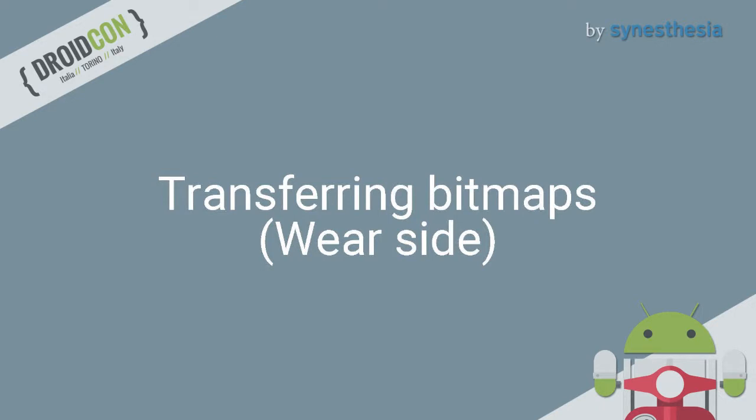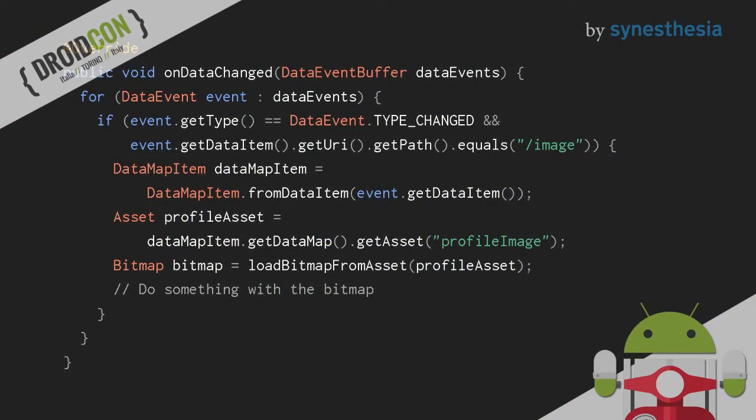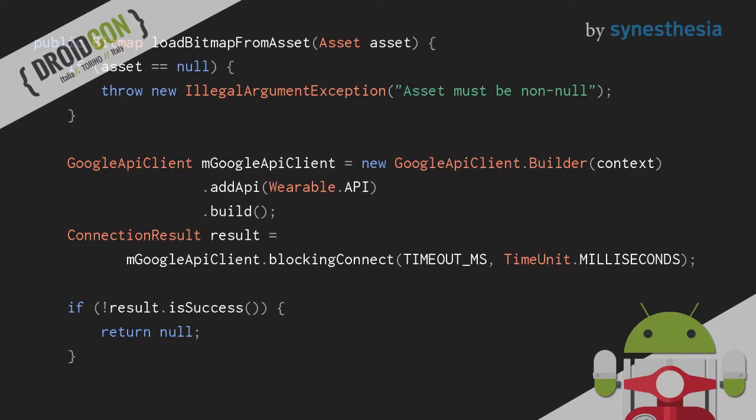So we have the asset, we have everything. We need to retrieve this image on Android Wear, right? So this code needs to be executed Android Wear side. The same code for data item communication the previous session was about. So you get your event, you check that the event type is changed, you download your asset here, and you get your bitmap using this method, load bitmap from asset. Let's see how it works. To this method, you pass an asset as a parameter.